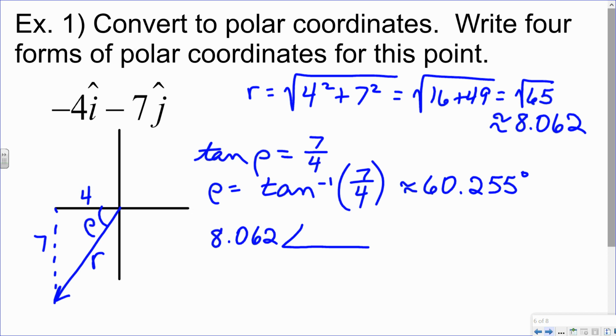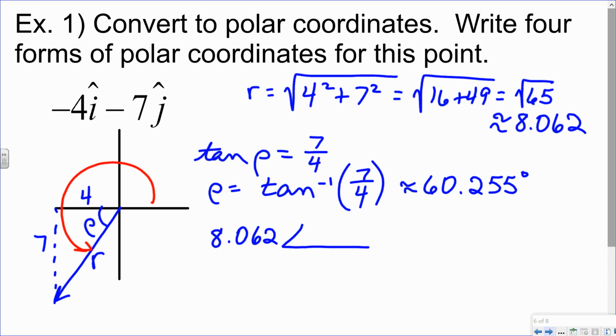Those angles will always be positive. Never write down negative for your angle inside of the right triangle. Is 60.255 what I want to put here for my actual theta? Because I need to be here in the third quadrant, and if I just did 60, that would put me in the first quadrant. So this part is 60. What I need for theta is all the way around to there.